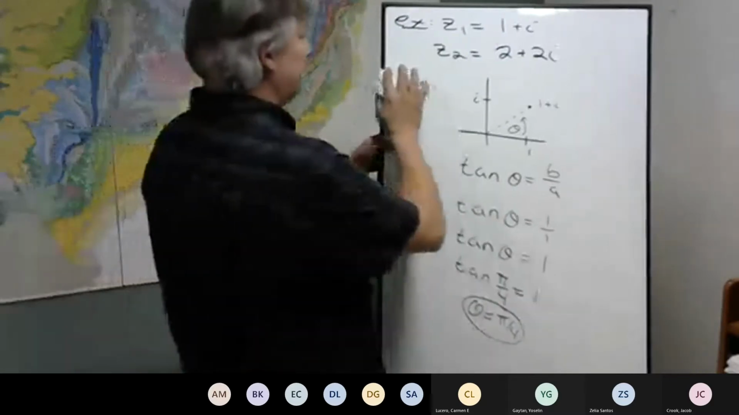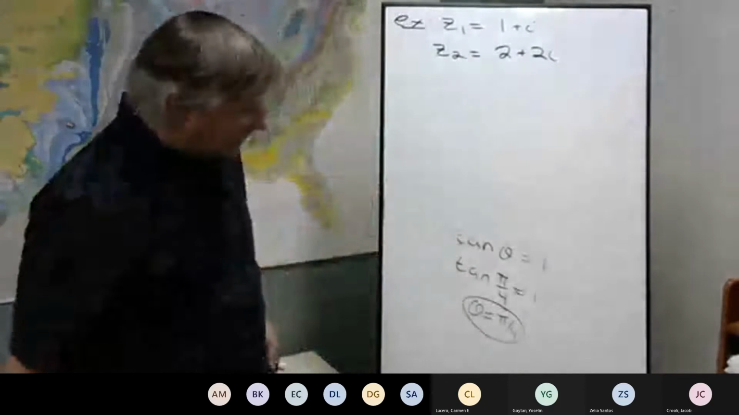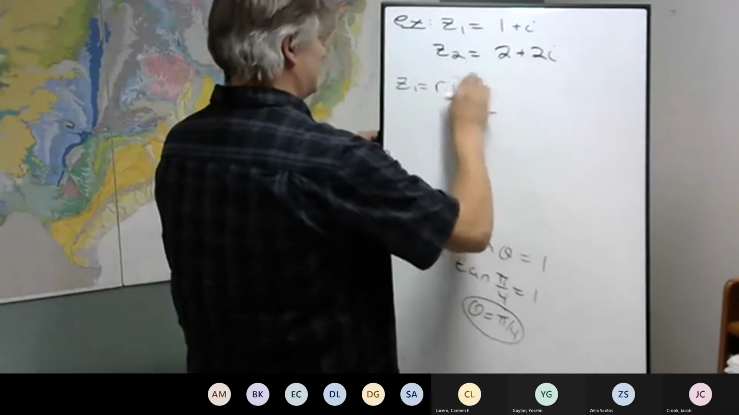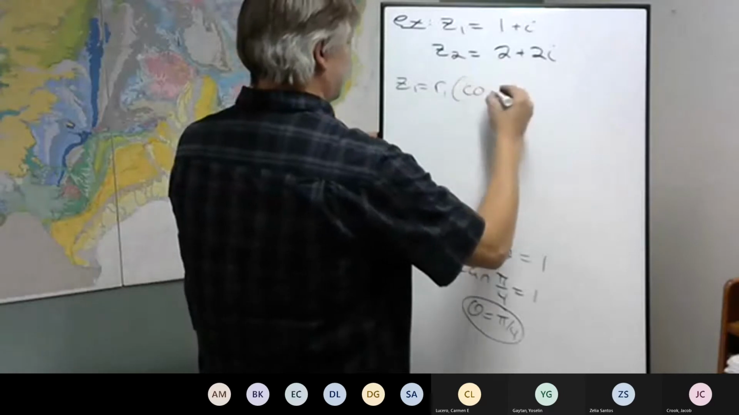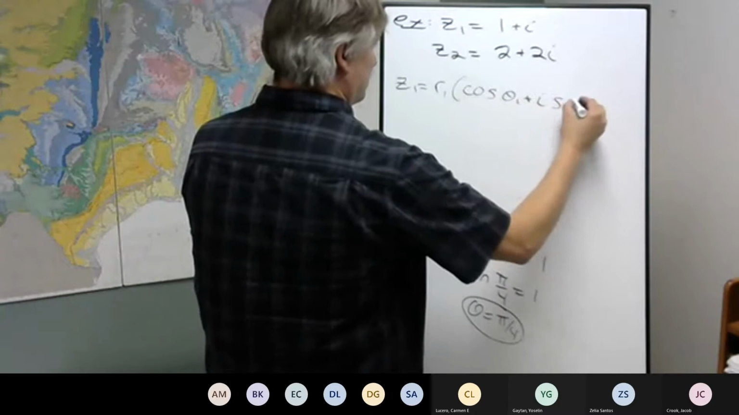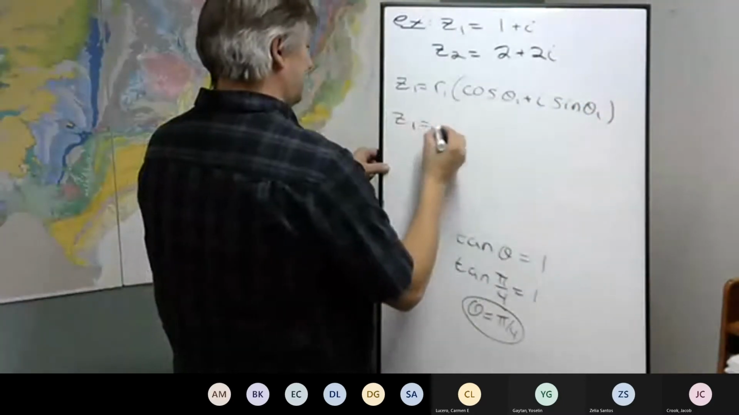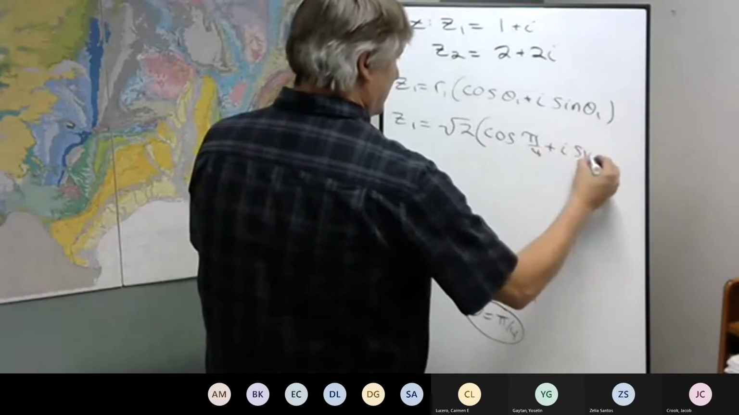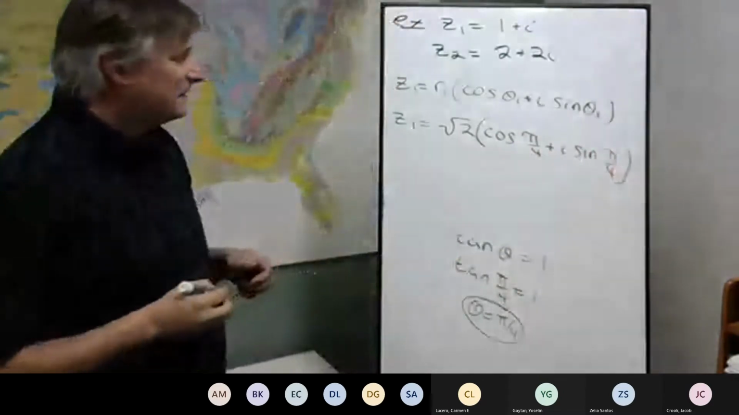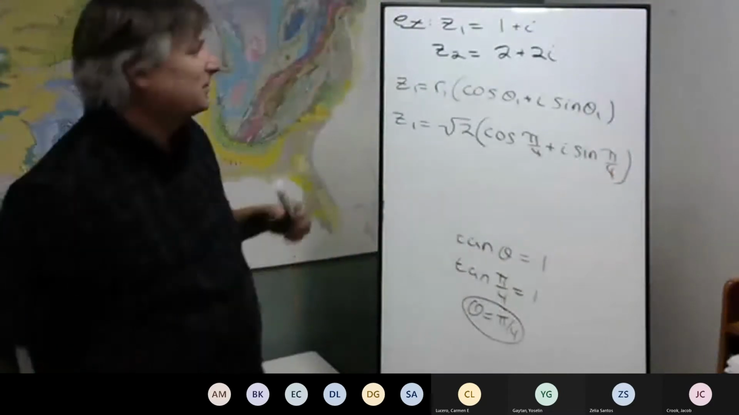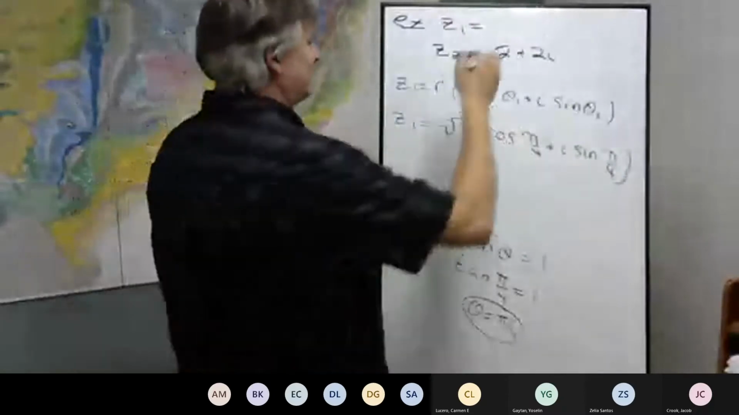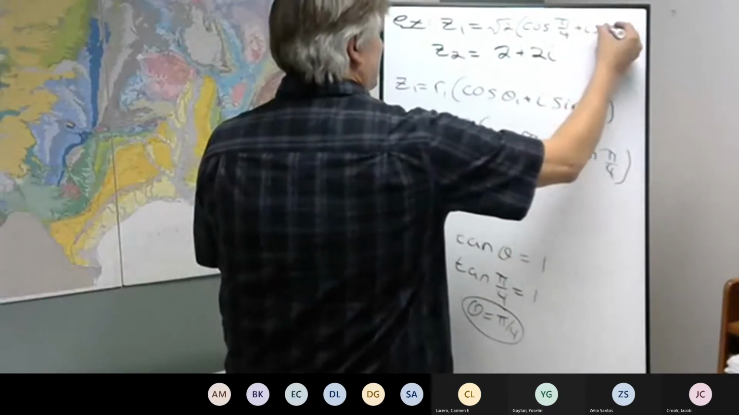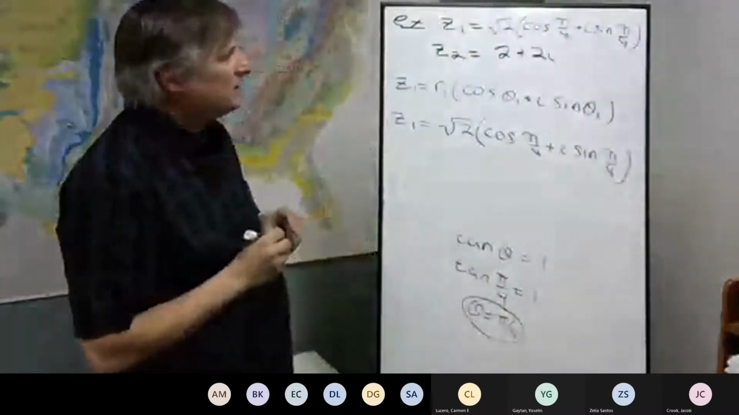So what we're going to get for Z1 is root 2 cosine pi over 4, i sine of pi over 4. So that's going to be our Z1. So I'm going to write that up here so I have it. So that's our Z1.